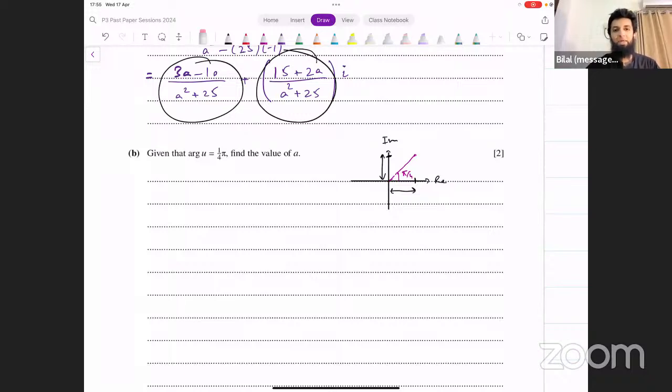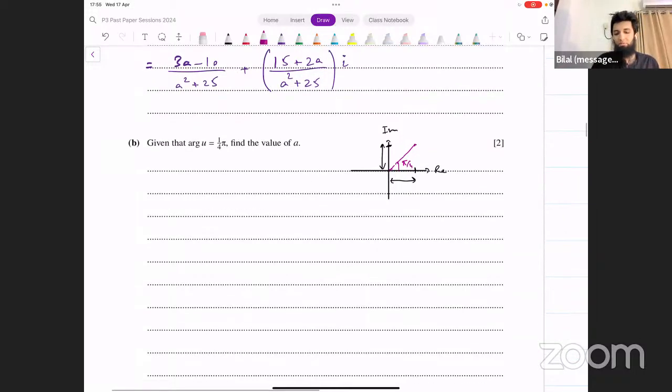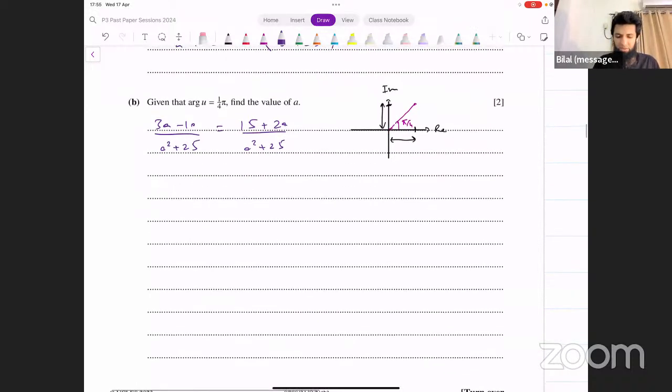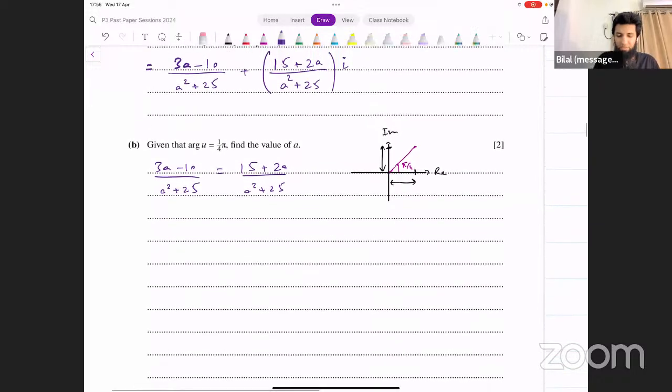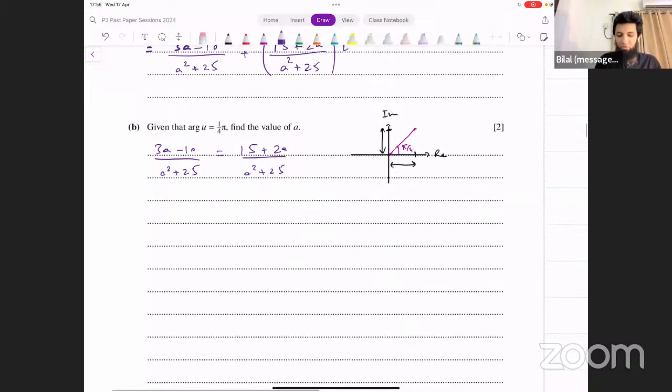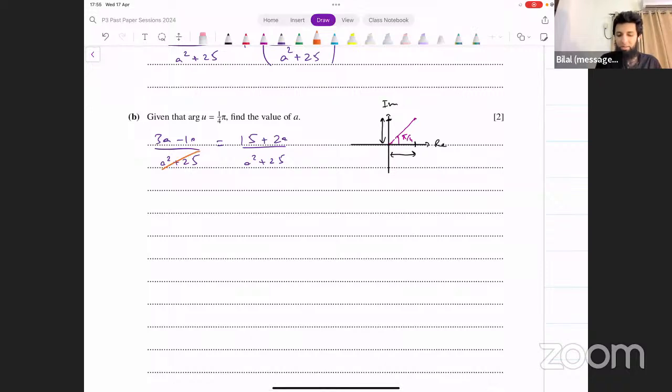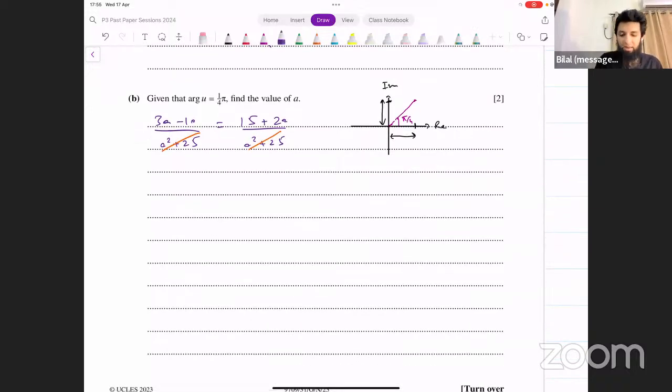So what we have to do is equate these two parts since the argument is pi over 4. Let's equate these two parts and see what we get from that. 3a minus 10 divided by a squared plus 25 equals 15 plus 2a divided by a squared plus 25. Let's cross multiply. In fact, we could get rid of a squared plus 25, which is in the denominator for both of them. So the denominators get cancelled. How do they get cancelled? A squared plus 25 will go here, get multiplied, and then these two get cancelled. We can just get rid of this in this step already.